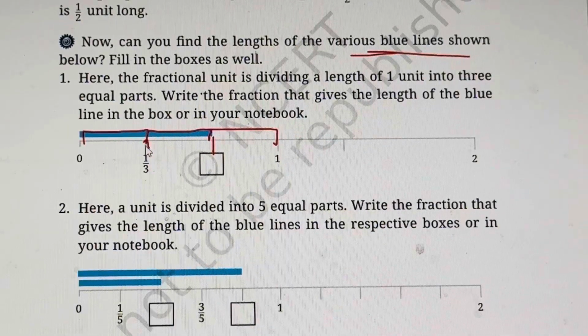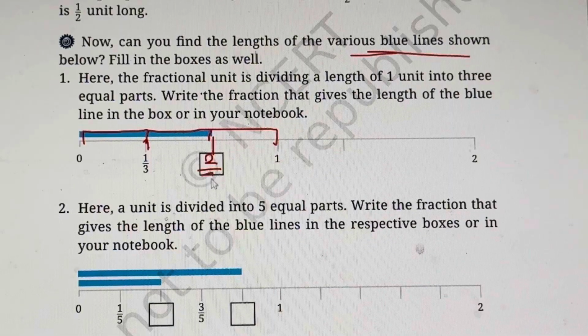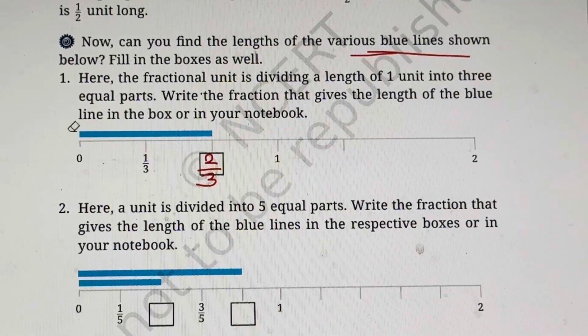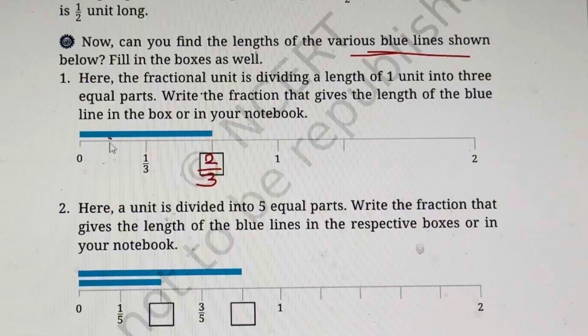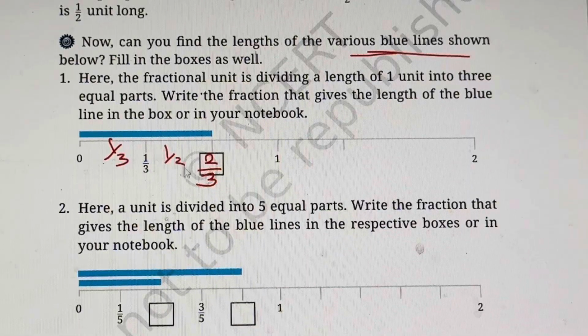And here the first part is 1/3. So the second part will be 2/3. So you can write it as 2/3. So this blue line from here, 0 to here, there are 2 one-thirds. You can say 2 one-thirds. This is also 1/3. This is also 1/3. So 2 one-thirds it represents. So you can write it as 2/3.